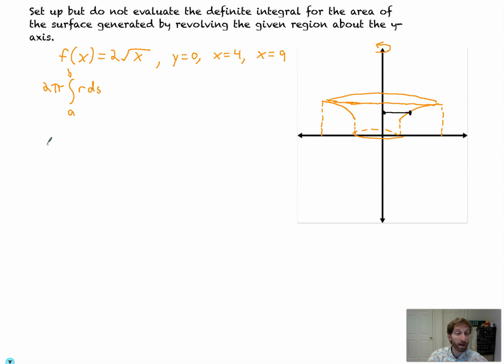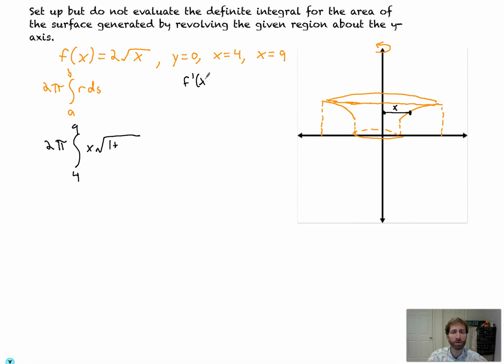So now what I'm going to do is take 2 pi times the integral, and now we have our bounds, right? So we're going to be doing that from 4 to 9. And then we've got x, right? Because that's going to be our radius, that x value right there. Very nice. And then that's going to be times the square root of, well, again, we've got arc length, 1 plus, and I'll need f prime.